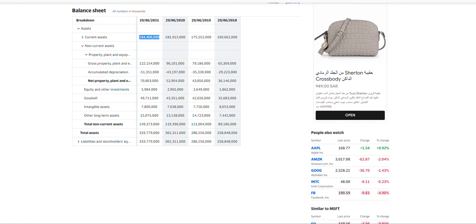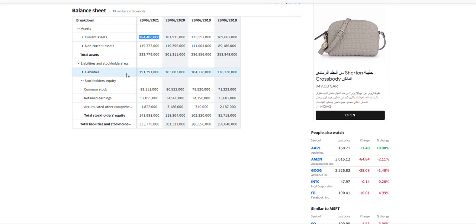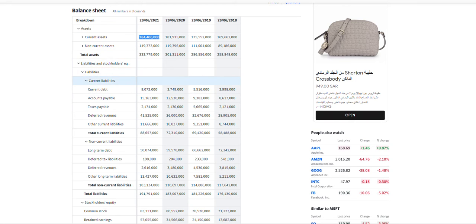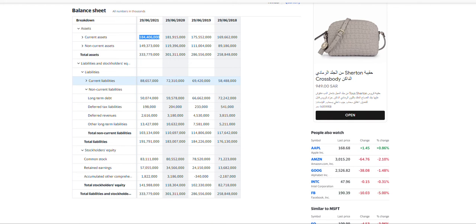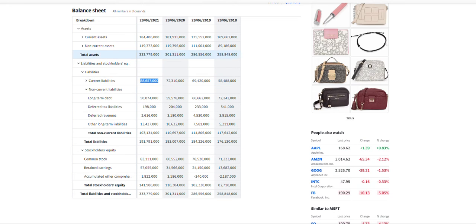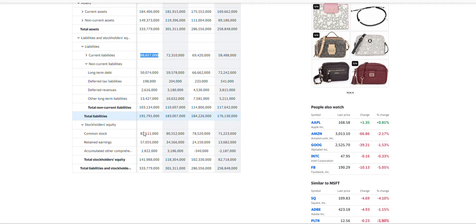And I'll show you that. Right, so that's the current ratio. That is the current liabilities. Okay, so if I open this up, you will see the current liabilities there. So that current liability against that current ratio. You've got $184 billion and they only have to pay $88 billion. So in the next 12 months, you don't have to worry about the business. Then you can look at the total assets they have against the total liability. Total liability is only $191 billion against the $333 billion.